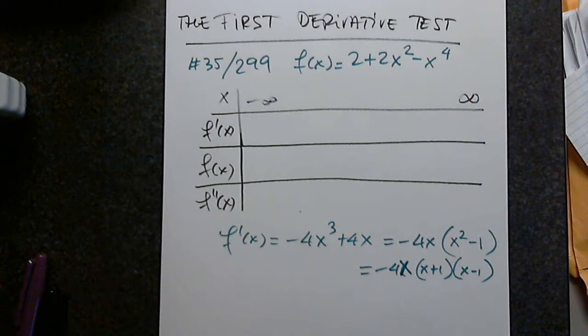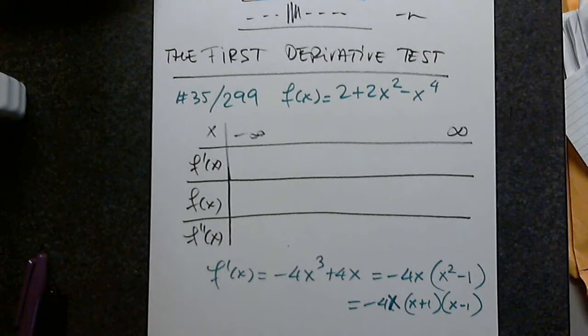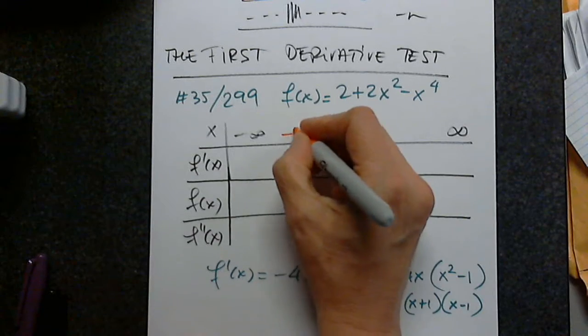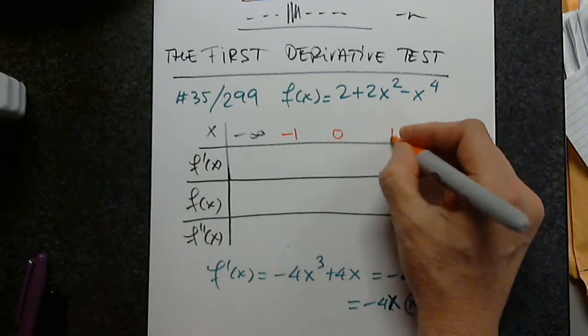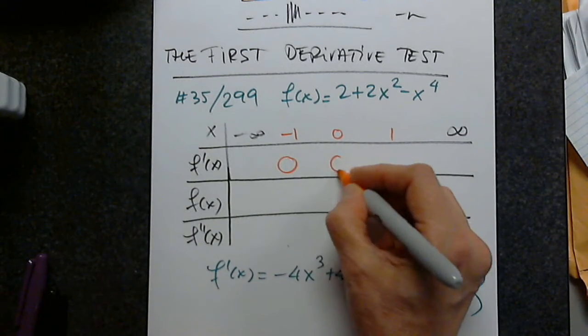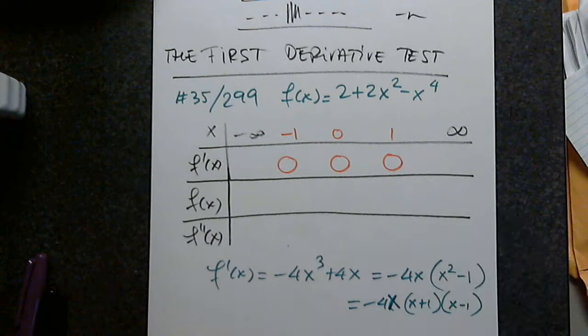So what are the zeros of f prime? Obviously, it's always defined. There are no critical numbers coming from f prime being undefined. So what are the zeros of f prime? 0, 1, negative 1. Very good. In this order, negative 1, 0, and 1.